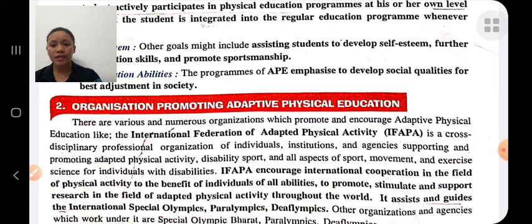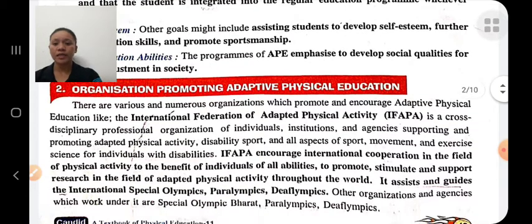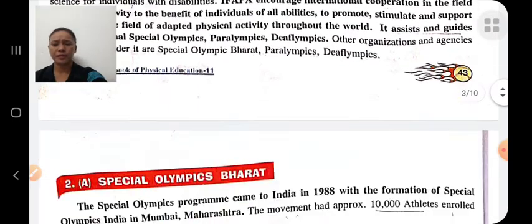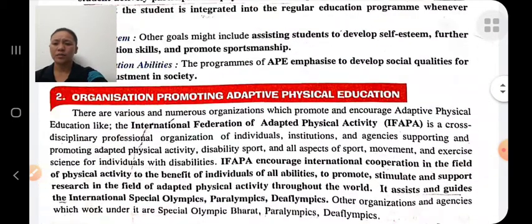First is the International Federation of Adaptive Physical Education. It encourages international cooperation in the field of physical activity to the benefit of individuals of all abilities, etc. This is about the organizations.